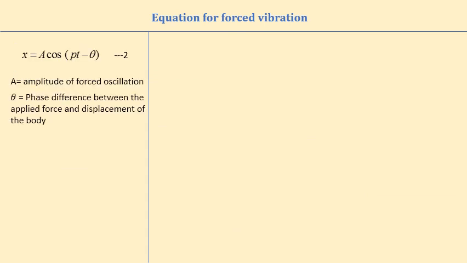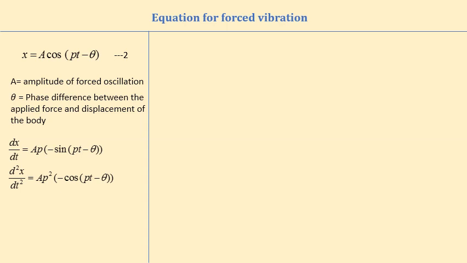In this expression, a is the amplitude of forced oscillation and theta is the phase difference between the applied force and the displacement of the body. Now if we differentiate this expression with respect to t, we will get dx by dt equal to ap into minus sin of pt minus theta. Again, if we differentiate with respect to t, we will get d square x by dt square equal to ap square into minus cos of pt minus theta.